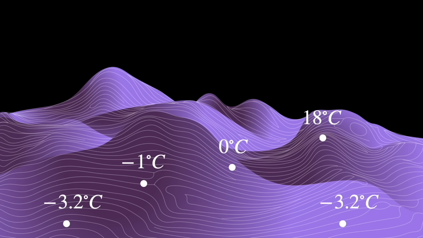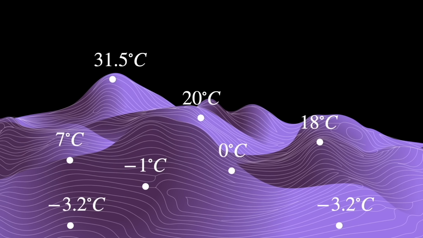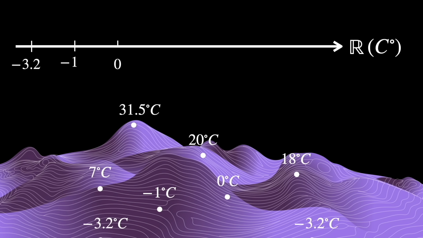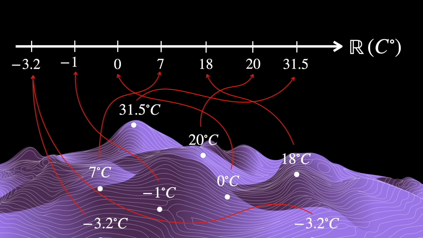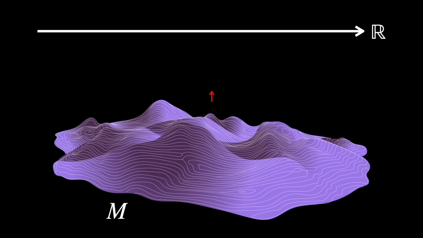Now, suppose that at every point on the surface, there is a temperature assigned to it. The higher up you are on the hill, the hotter it gets. It's important to notice that temperature is just a real number. It doesn't have any direction associated with it. This is the concept of a scalar function, denoted as t in this case.